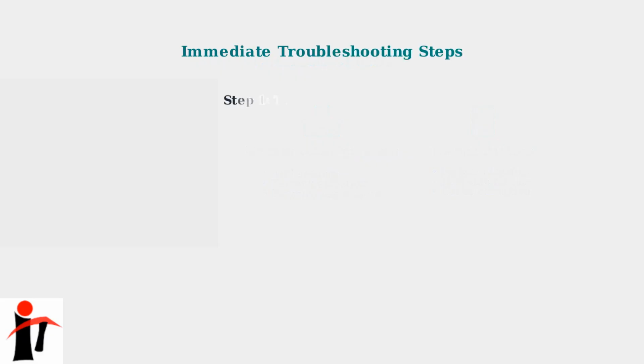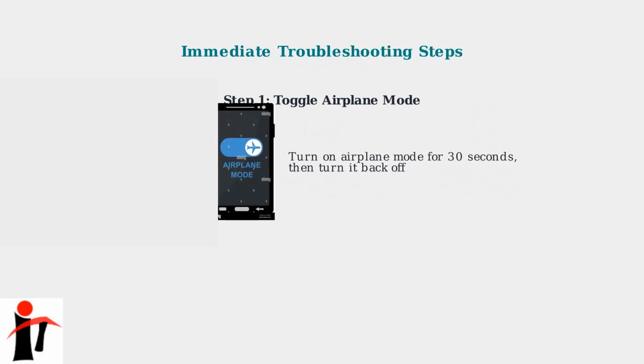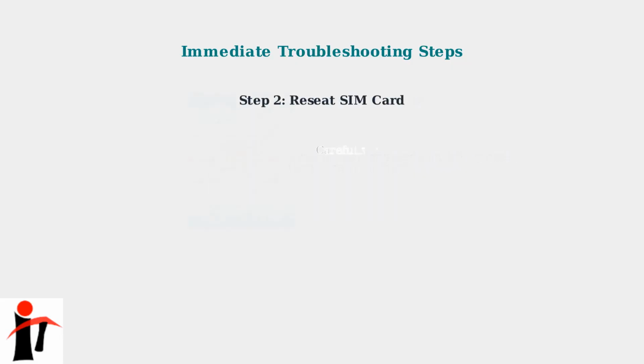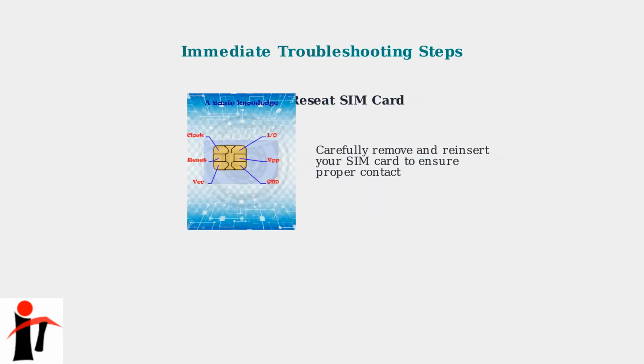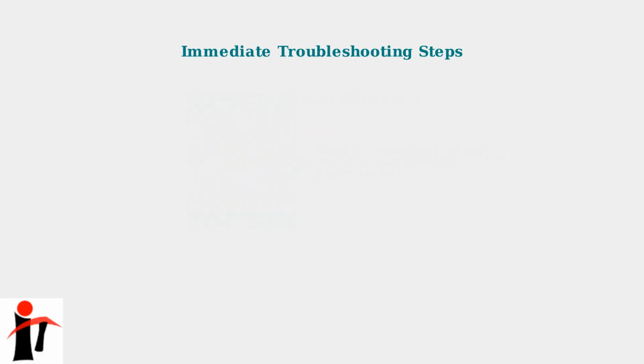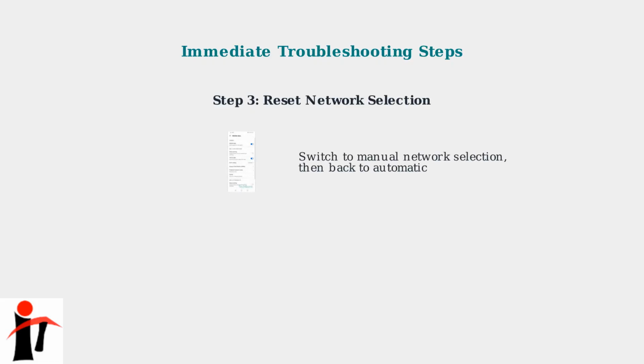Now let's walk through the immediate troubleshooting steps that have a 60 to 70% success rate. First, toggle airplane mode for 30 seconds to reset your network connection. Second, if you have a physical SIM card, carefully remove it and reinsert it to ensure proper contact with the device. Third, reset your network selection by switching to manual network selection, then back to automatic to refresh your network connection.